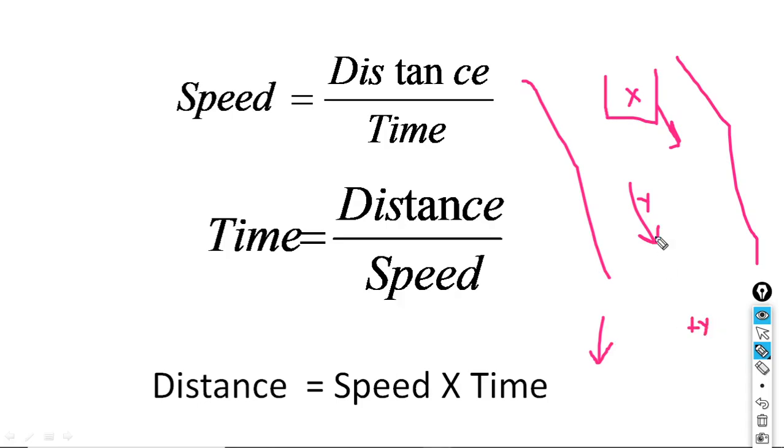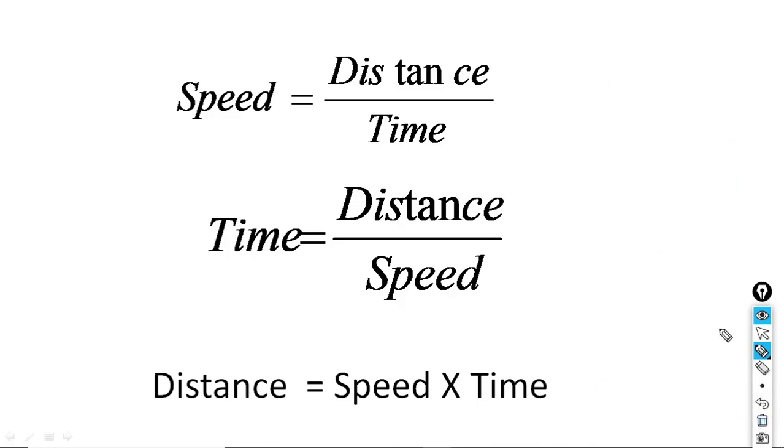So when you go downstream, the total speed will be x plus y. But when you go upstream, the speed will be x minus y. It will be decreased by a factor y. So you have to keep one thing in your mind: the addition and subtraction is of the speed of the stream. So x plus y and x minus y will be the speed during downstream and upstream. So let us try the problems related to this concept.